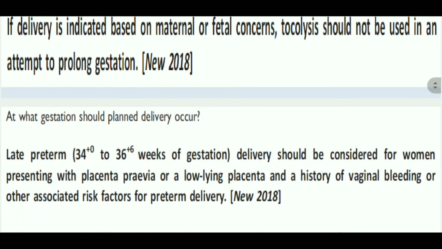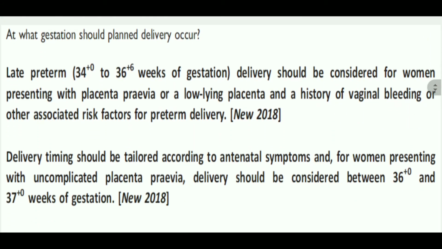Now, at what gestation should planned delivery occur? It's written that if the patient is symptomatic, in that case in the late preterm period, 34 to 36 plus 6 weeks of gestation, delivery should be considered. Okay, for those women with placenta previa or low-lying placenta and a history of vaginal bleeding or other associated risk factor for preterm delivery, the delivery timing should be tailored according to antenatal symptoms. And for women presenting with uncomplicated placenta previa, delivery should be considered between 36 and 37 weeks of gestation.